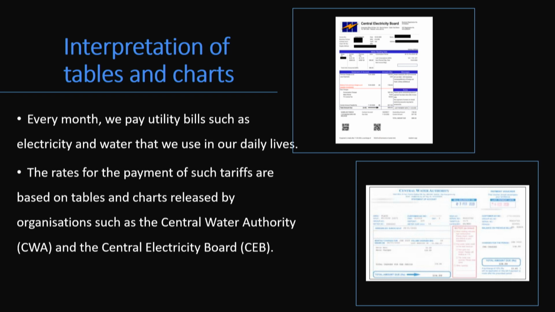So every month, we pay our utility bills, such as electricity and water that we use in our daily lives. The rates for the payment of such tariffs are based on tables and charts, which are released by organizations such as the Central Water Authority, that is the CWA, and the Central Electricity Board, that is the CEB. So you have some examples of the bills that we receive every month from the CWA and the CEB.